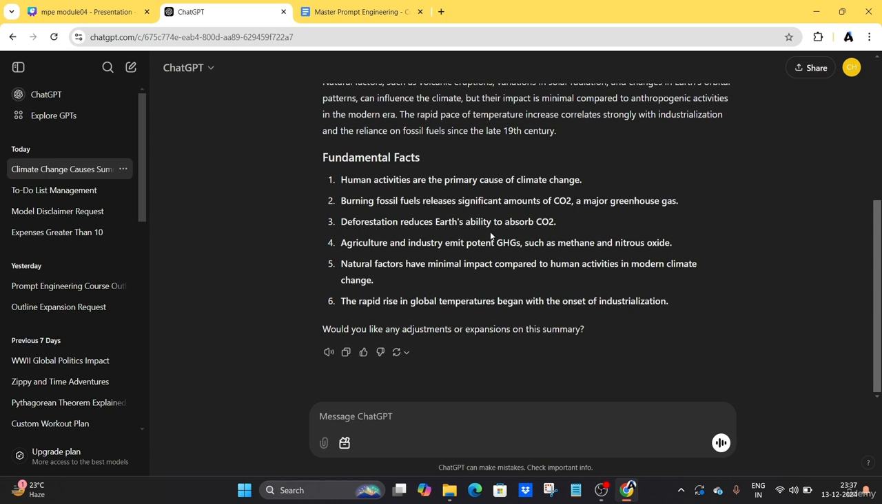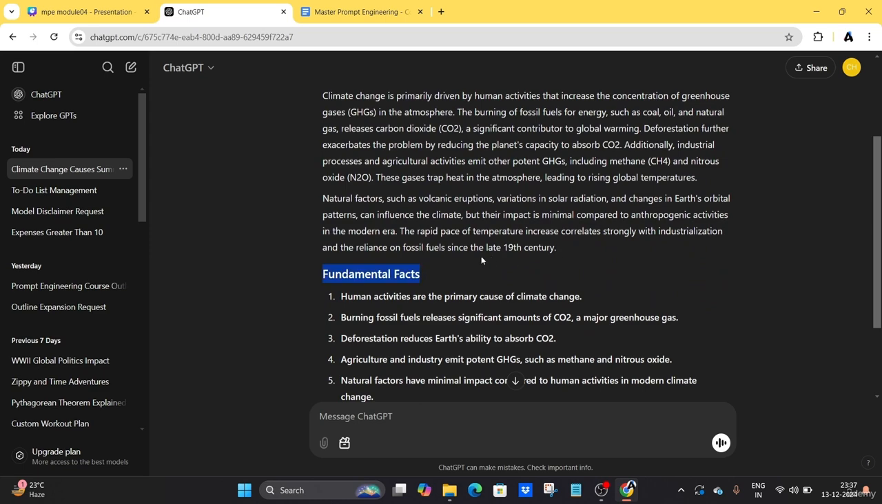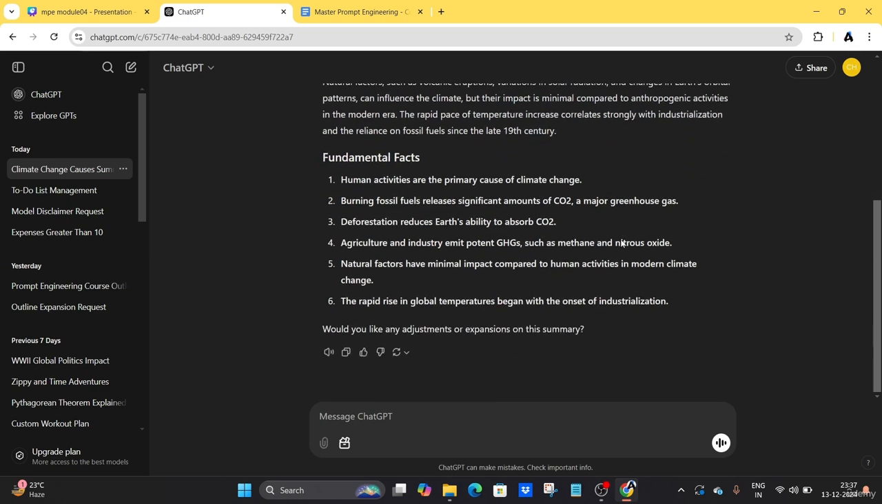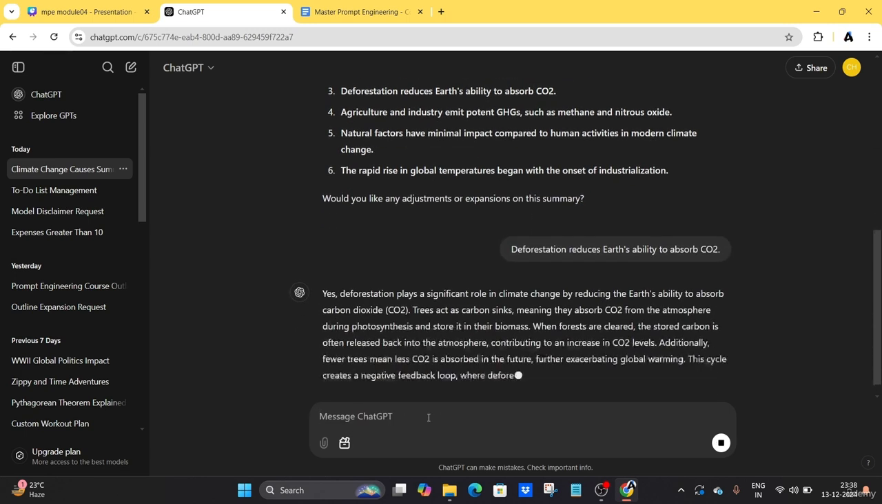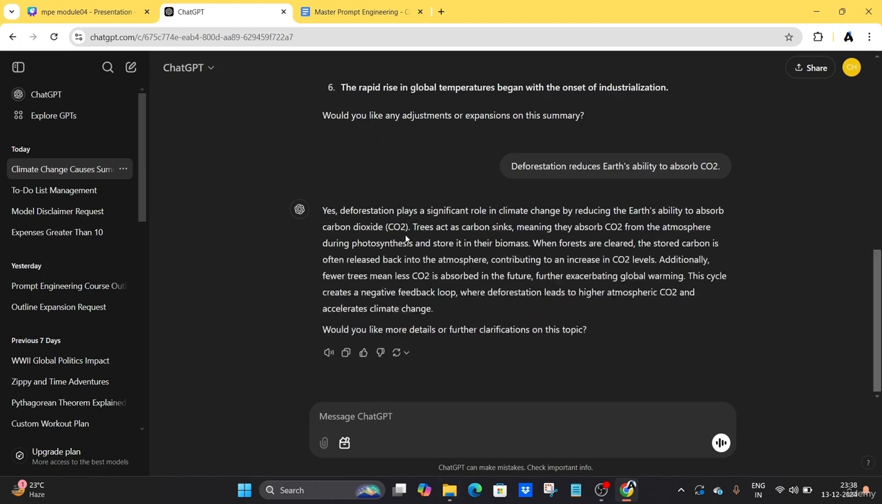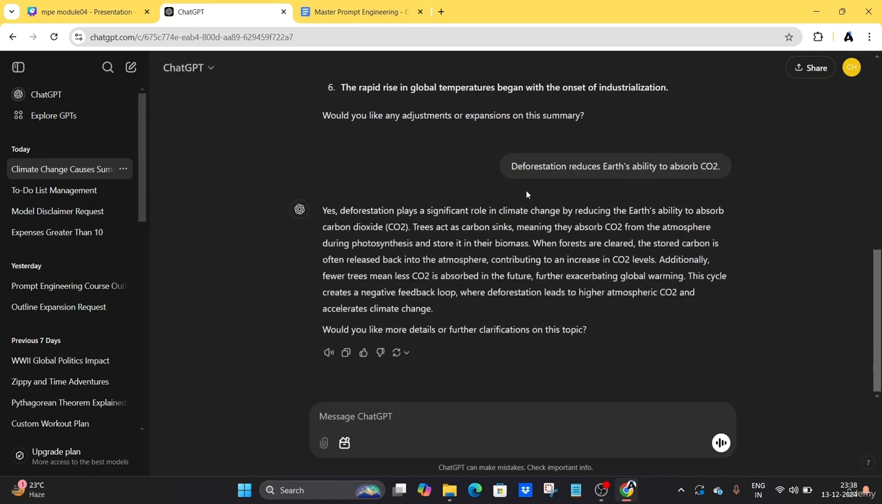So you can do anything. You can see here, would you like any adjustments or expansions on this summary? For example, if I tell the AI to expand this and paste it here, it will suggest something. After that, you can see here, deforestation reduces earth's ability to absorb CO2. I have taken some points here, so it automatically explains what this is.